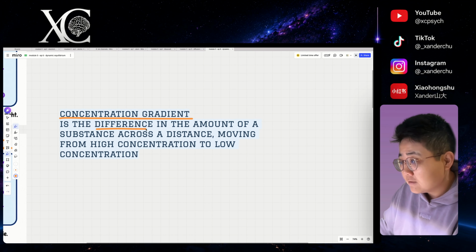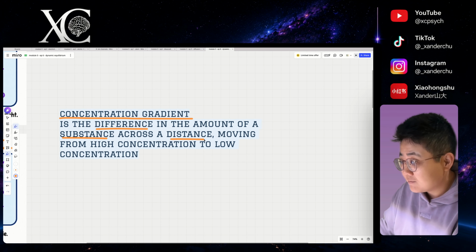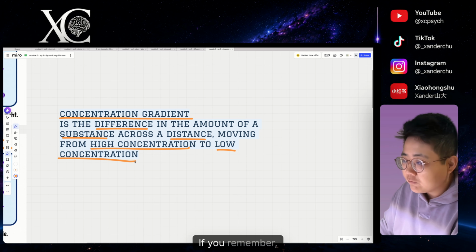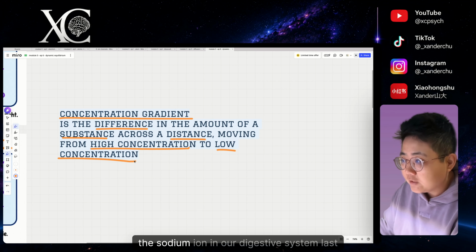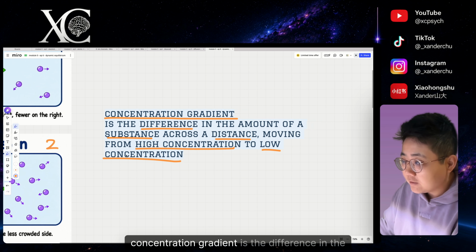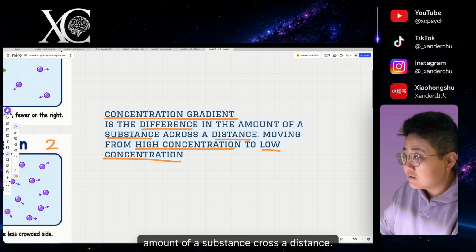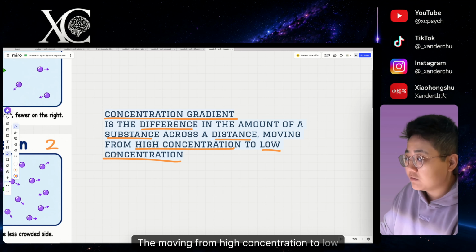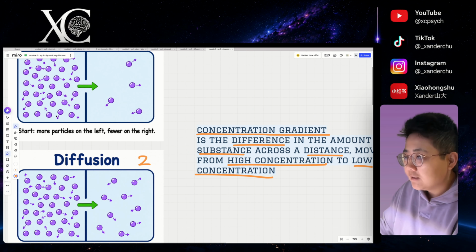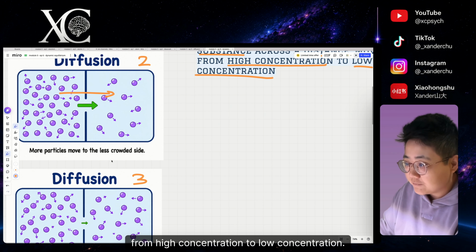It is the difference in the amount of a substance across a distance, moving from high concentration to low concentration. If you remember, we also talked about the sodium ion in our digestive system last episode. So remember, concentration gradient is the difference in the amount of a substance across a distance, moving from high concentration to low concentration, right? Here's a difference, across the distance from high concentration to low concentration.